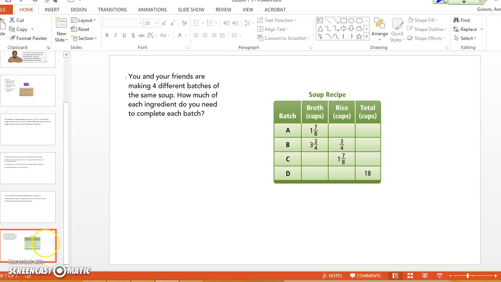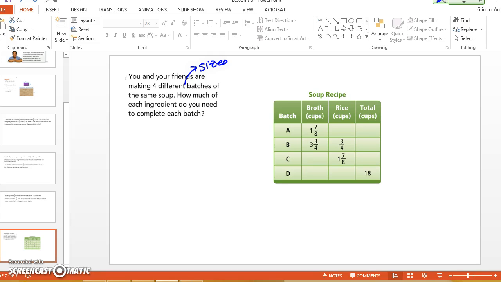Do this in different orders to hopefully make sense. Because you and your friends are making 4 different, and I think they should have added the word sizes, or size batches of the same soup, because it would have made a lot more sense. How much of each ingredient do you need to complete each batch? What this is talking about in real life is, let's say that your mom makes a chili soup at home, or a cheese soup or something.